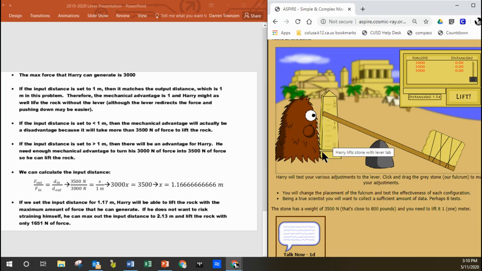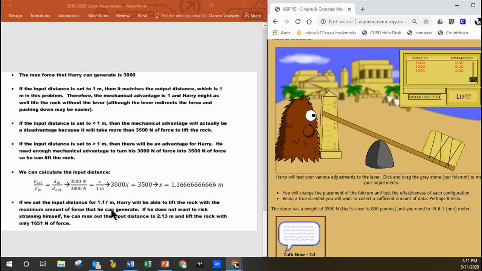How high, what is this distance that he is going to move the left end of the lever down by pushing on it? And we already know the output distance because the requirement of our scenario is that Harry lifts the rock exactly 1 meter off the ground. So when we cross multiply, we get 3,000 times x is 3,000x, and we get 1 times 3,500, which is 3,500. Then we divide both sides of this equation by 3,000, and x, which is our input distance, is 1.17.